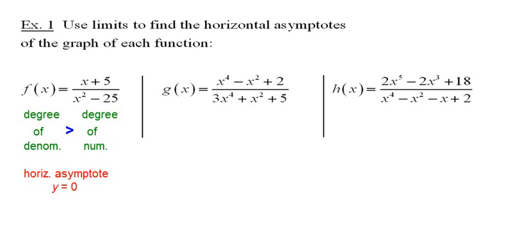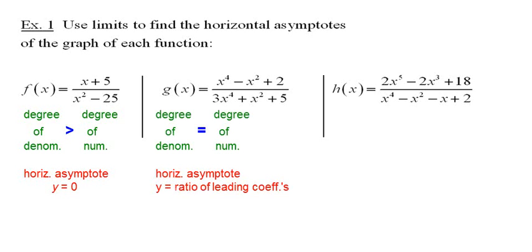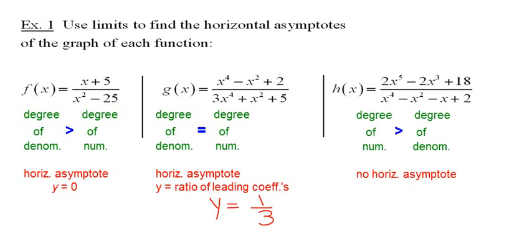For function g, the degrees are equal. In this case, the horizontal asymptote is the ratio of the leading coefficients. For this function, it would be y equals 1/3. For function h, the degree is greater in the numerator. Substituting larger and larger values for x will cause the numerator to grow faster than the denominator, causing the fraction to continue to increase in value. So there is no horizontal asymptote.